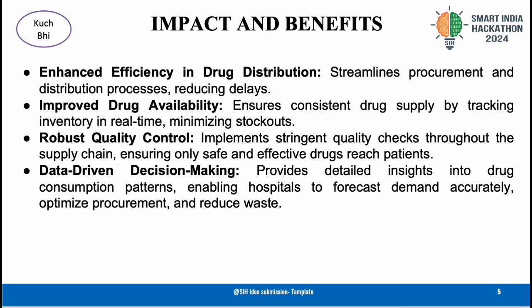Then we have the robust quality control. It will implement stringent quality checks throughout the supply chain, which will help to ensure that only safe and effective drugs reach the patients and the hospitals. Lastly, it will provide detailed insights into the drug consumption patterns that will help hospitals to forecast the demand accurately and reduce any kind of wastage.